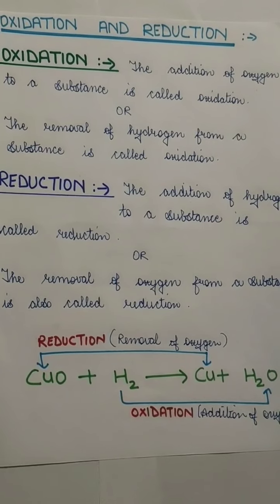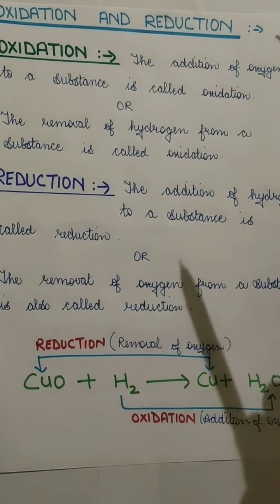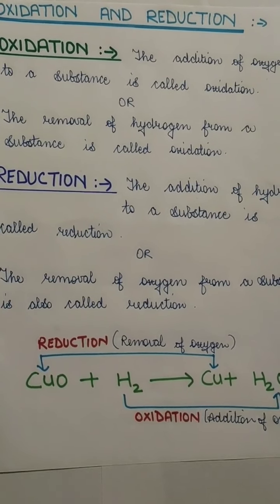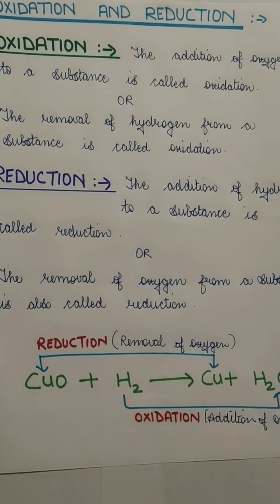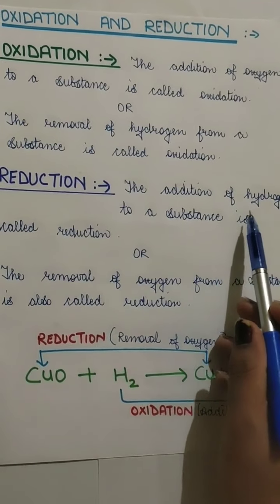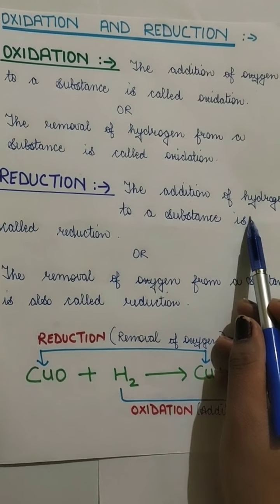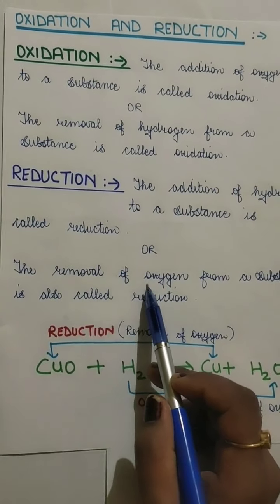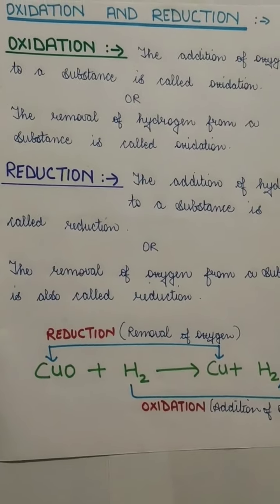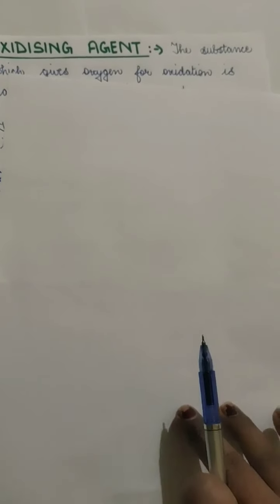In any case, if oxygen is added to any reaction, it's called oxidation, and if hydrogen is removed, then also it is called oxidation. And if hydrogen is added in the reaction, it is called reduction, and if oxygen is removed, it is called reduction. So there are some more terms which I'll be telling you.